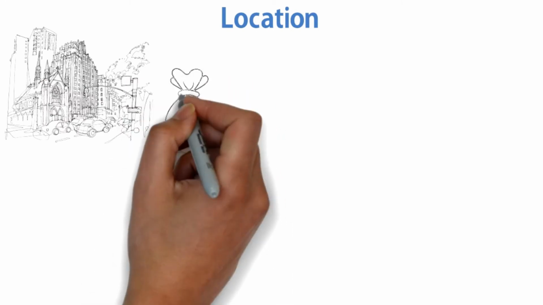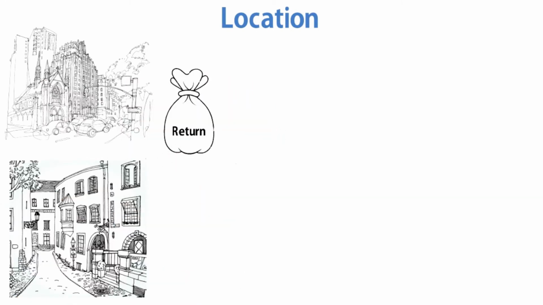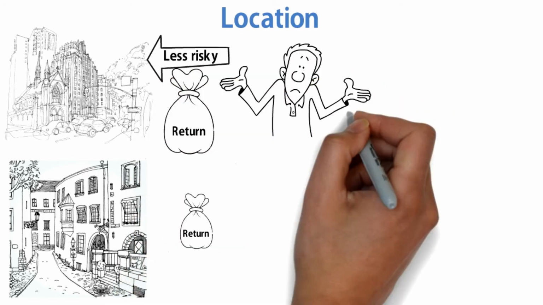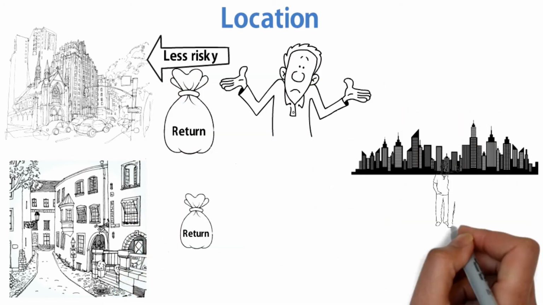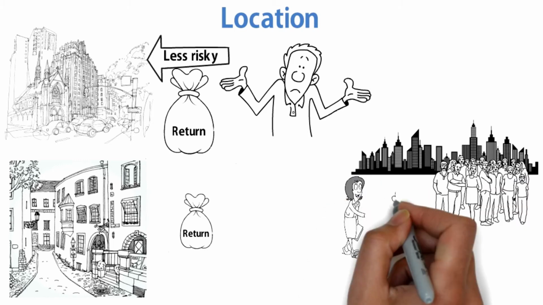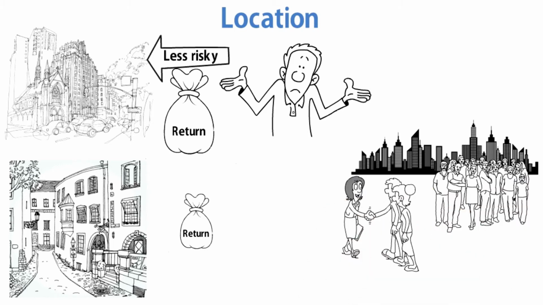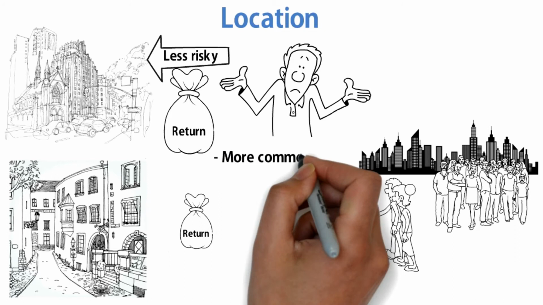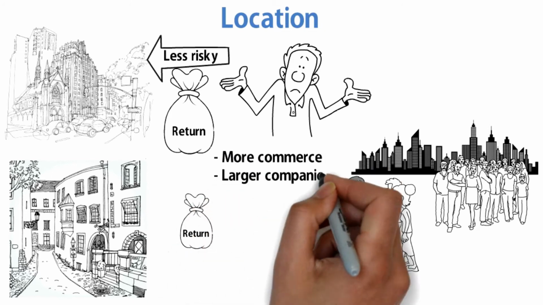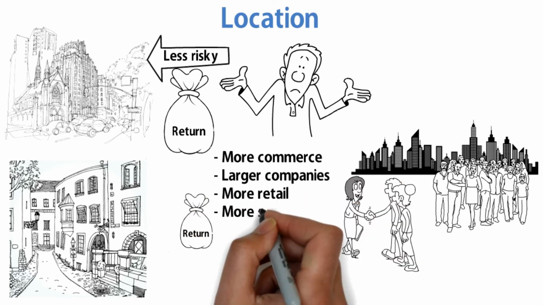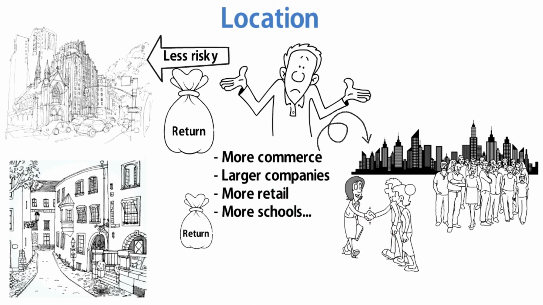The cap rate or rate of return on a property will be very different depending on geographic location. Properties in major metropolitan areas are considered less risky. Why? Larger areas bring more people that could potentially lease the property and/or buy it. Furthermore, there is more commerce. Larger companies move here. More retail is in the area, more schools. The list goes on and on.